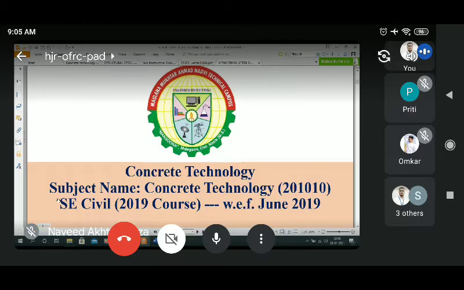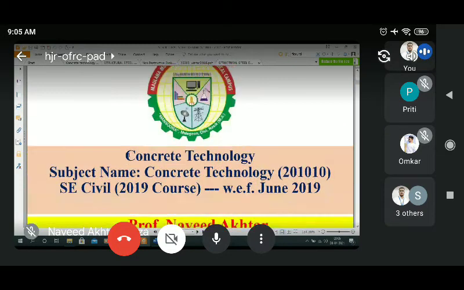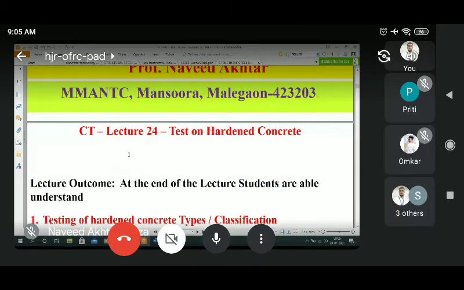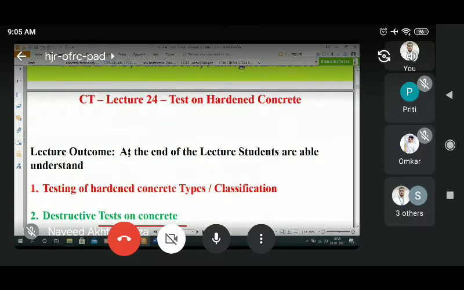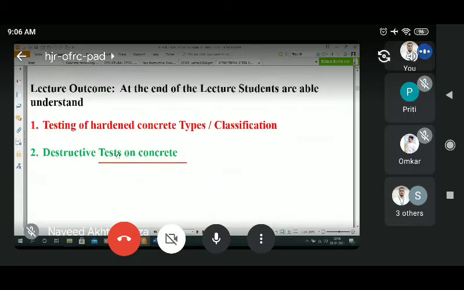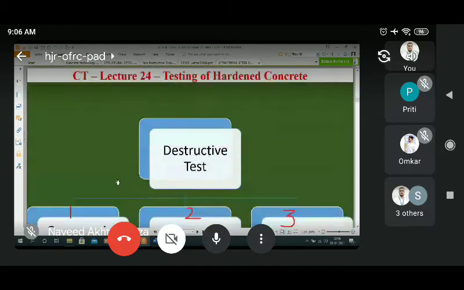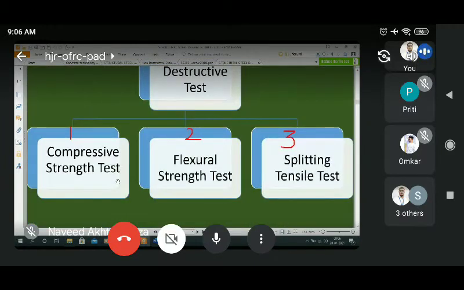In last class, we have seen the test on the concrete, because to know the strength of your concrete, the test must be done on the concrete. And there are two types of test. Generally, in broad sense, we classify them as destructive test and non-destructive test. In destructive test, the commonly used tests are compressive strength test, flexural strength test, and splitting tensile test. This one is the compressive test, and these two are the indirect tensile test.